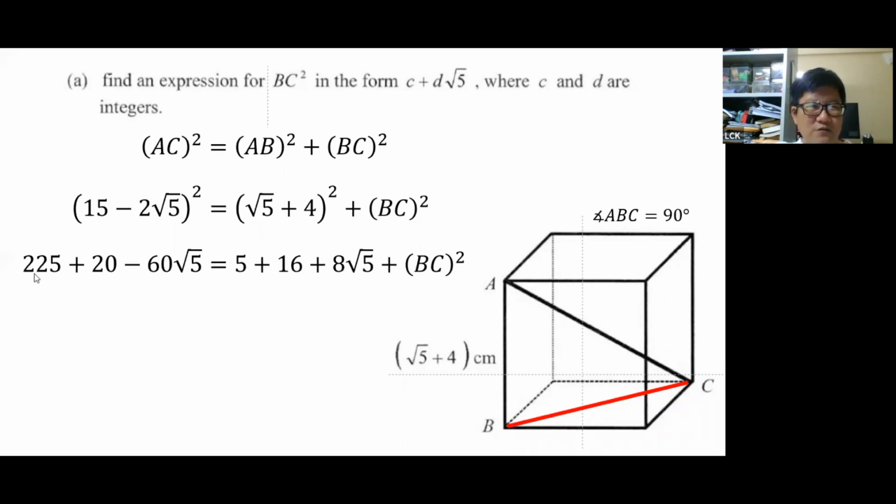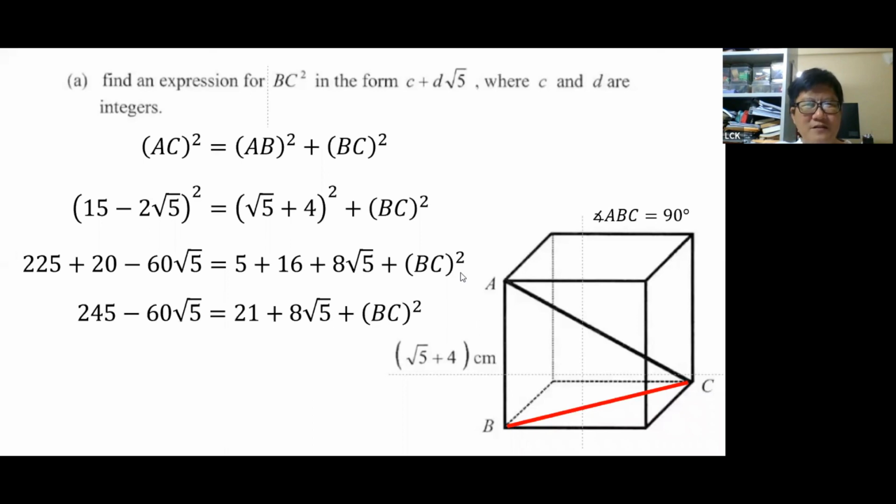15 squared is 225. And here you have 2 squared is 4. 4 times 5 is 20. So 2 times 15 times 2 is minus 60 square root 5. Here I have expanded it, 5. It comes from here. 16 comes from 4 squared is 16. 2 times 4 is 8 square root 5 plus BC squared.